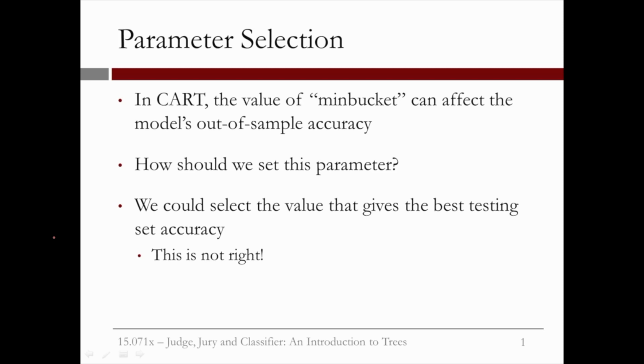We could select the value that gives the best testing set accuracy, but this isn't right. The idea of the testing set is to measure model performance on data the model has never seen before. By picking the value of min bucket to give the best test set performance, the testing set was implicitly used to generate the model.